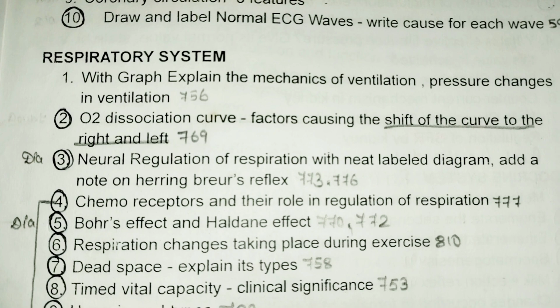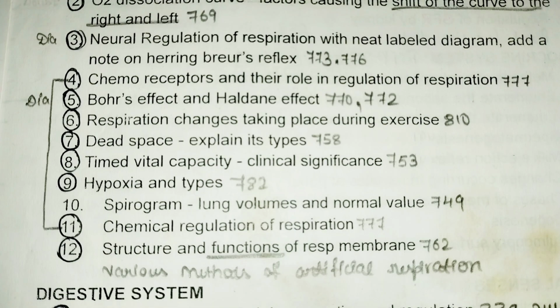Sixth one, respiratory changes taking place during exercise. Seventh one, dead space and explain its types. Eighth one, timed vital capacity and its clinical significance. Ninth one, hypoxia and its types. 10th one, spirogram, lung volumes and normal values.